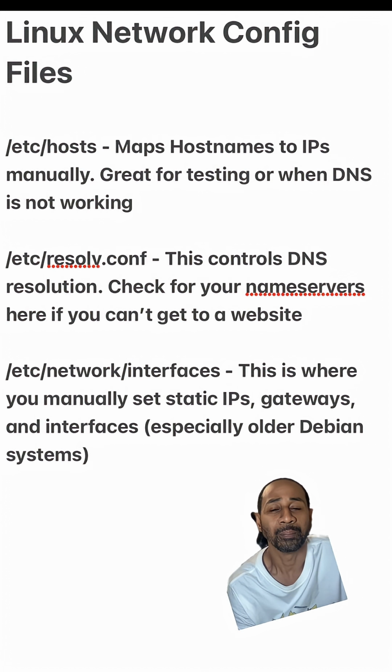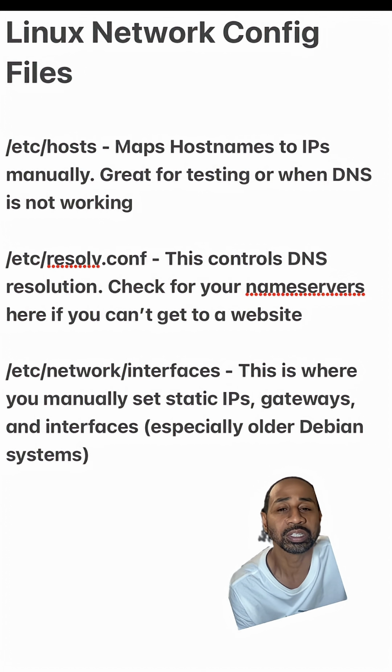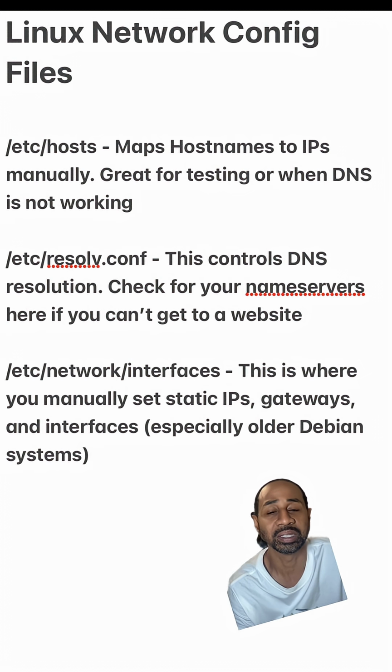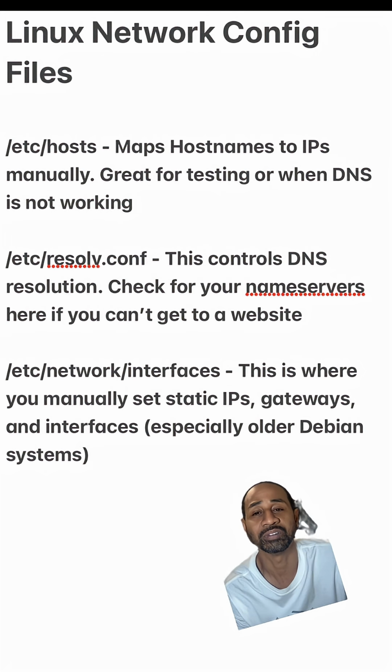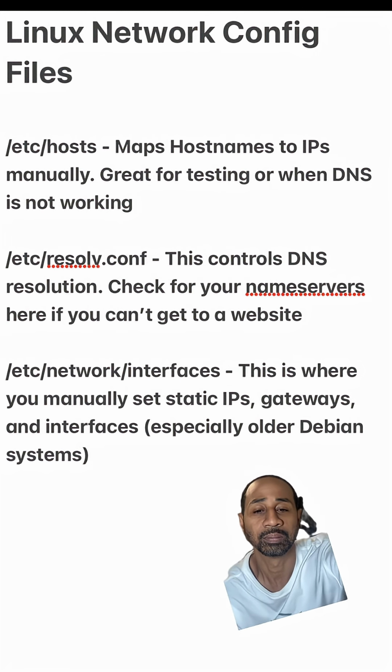/etc/network/interfaces. I think this is mainly for older systems, but this is where you can manually set that static IP or the gateways or any other kind of interface settings that you may need to configure on the Linux system.